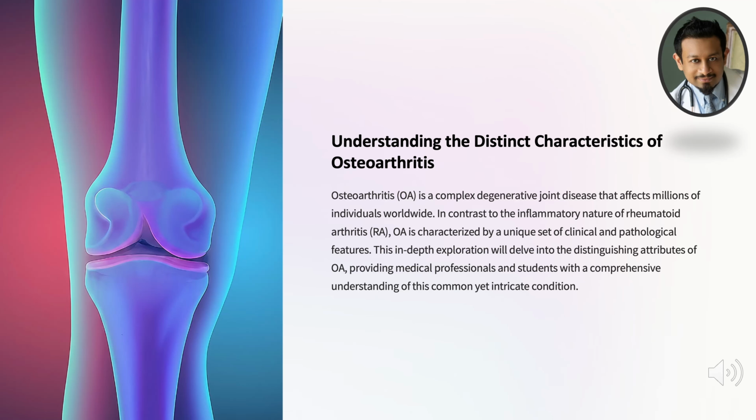Welcome everyone. Today we embark on an exploration into the complexities of osteoarthritis, OA, a prevalent degenerative joint disease impacting millions worldwide. Unlike the inflammatory nature of rheumatoid arthritis, RA, OA presents with its own distinct clinical and pathological features. Through this in-depth analysis, we aim to equip medical professionals and students alike with a comprehensive understanding of OA, unraveling its intricate nature and distinguishing attributes. Let's dive in.